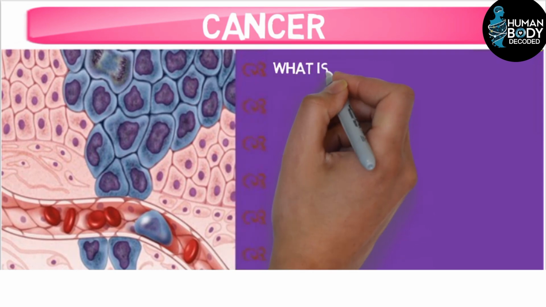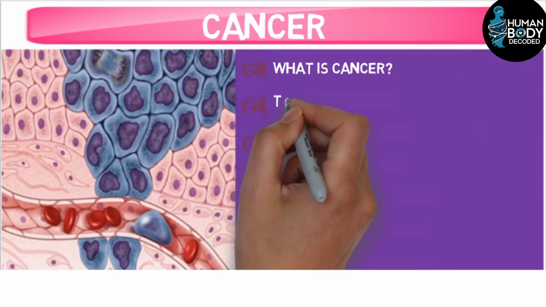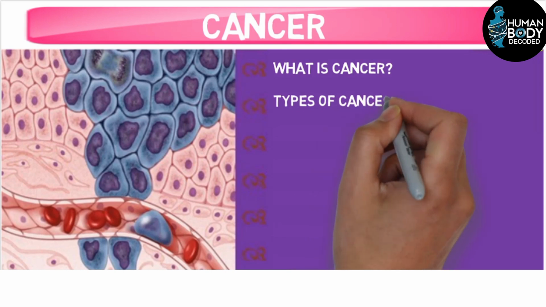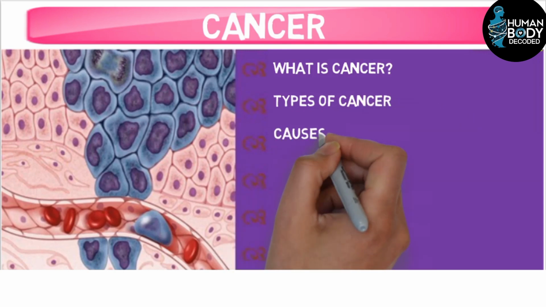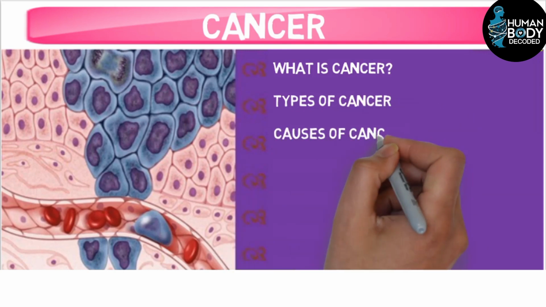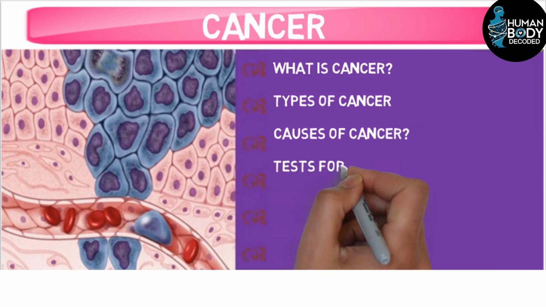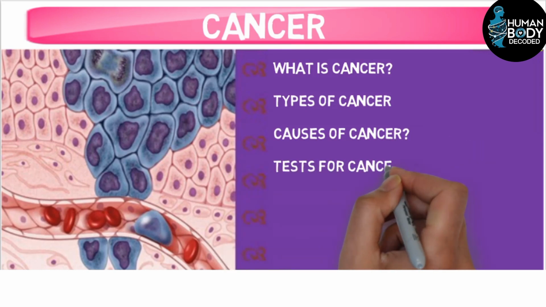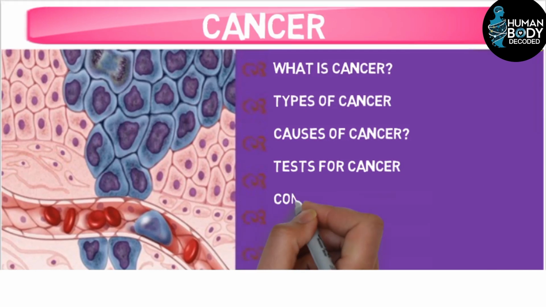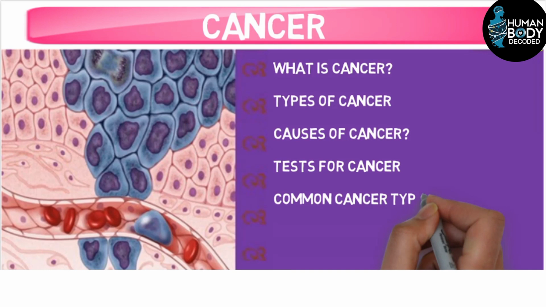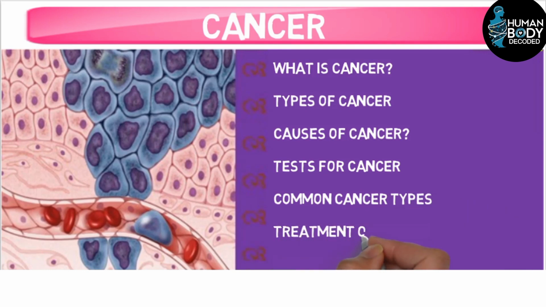First, I will tell you what cancer is. After that, I will tell you how many types of cancer there are. Then we will move on to how many causes of cancer exist. After doing this, I will tell you which diagnostic tests confirm cancer. Then I will tell you what types of cancer are very common in the world. Then we will proceed to what treatment is possible if someone has cancer.